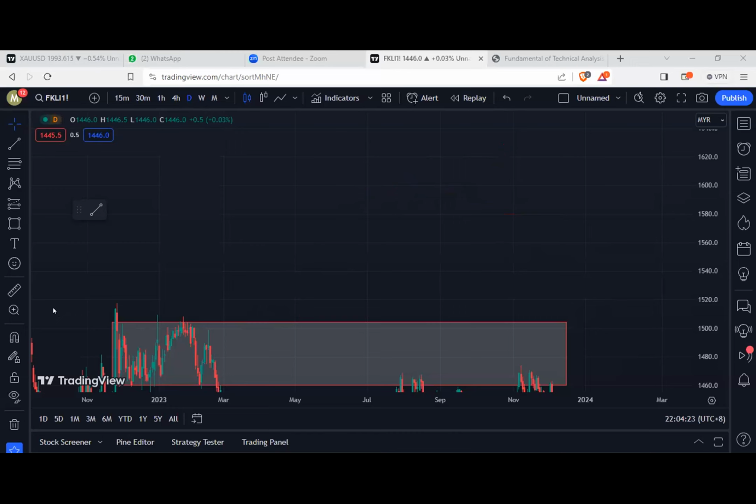It's double bottom W, right? Wait. Just now it was SPLR, right?